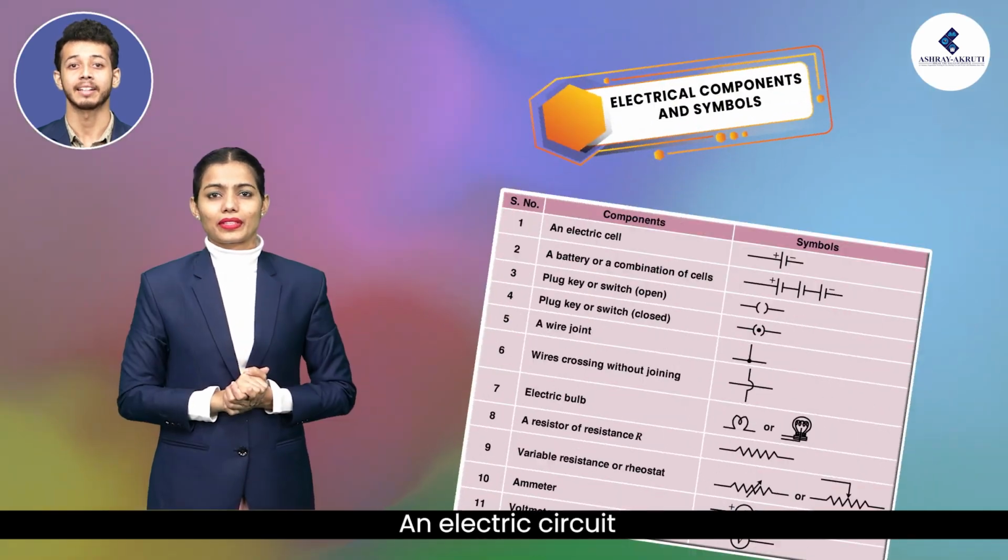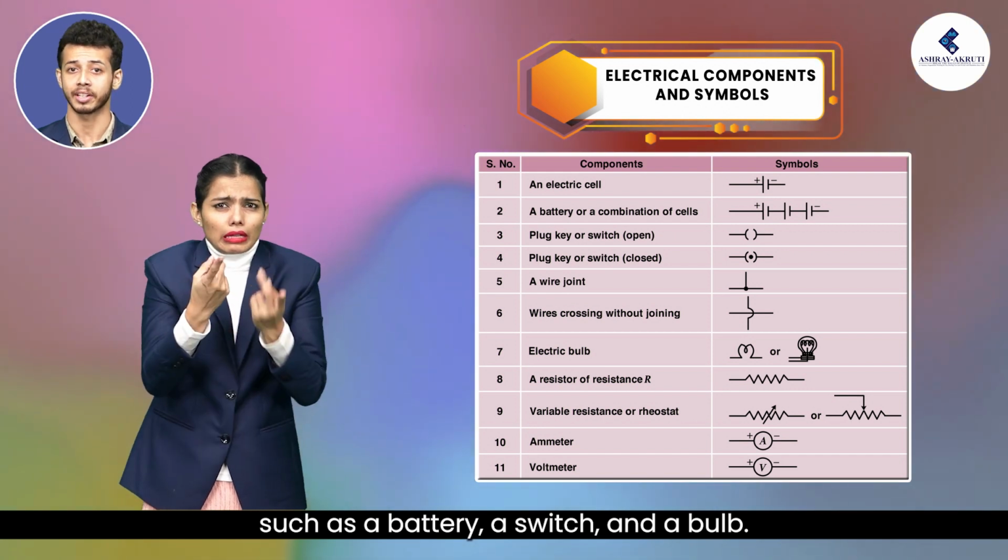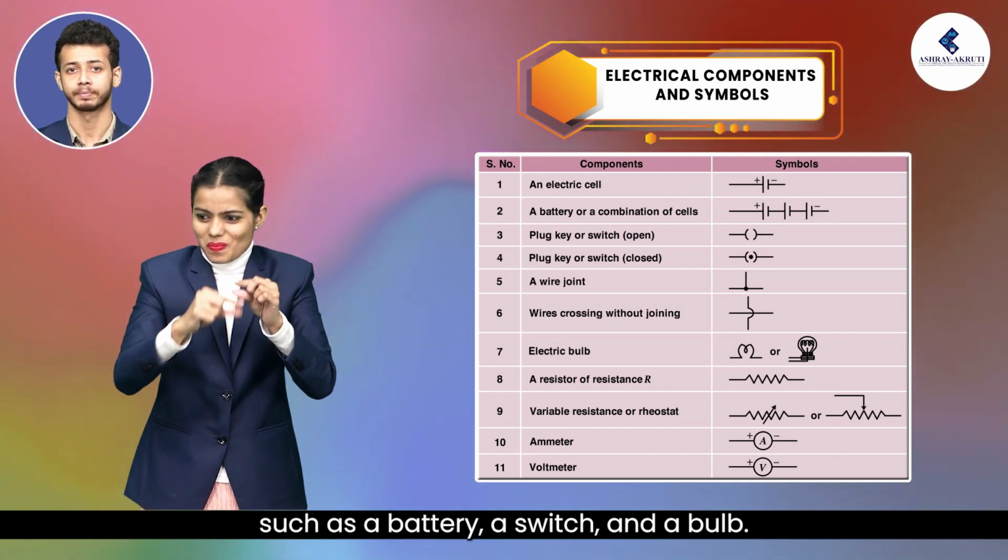An electric circuit consists of different components such as a battery, a switch and a bulb.